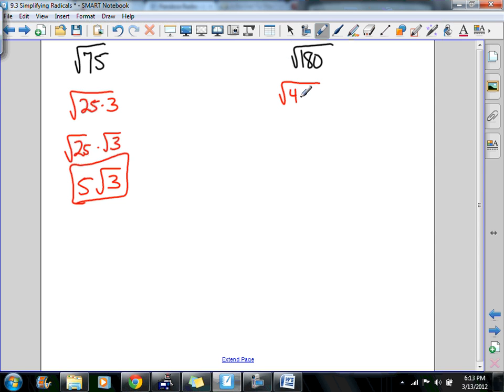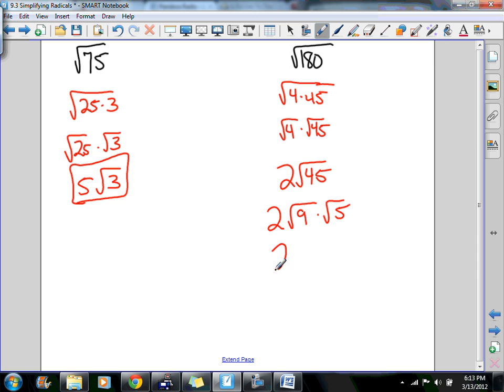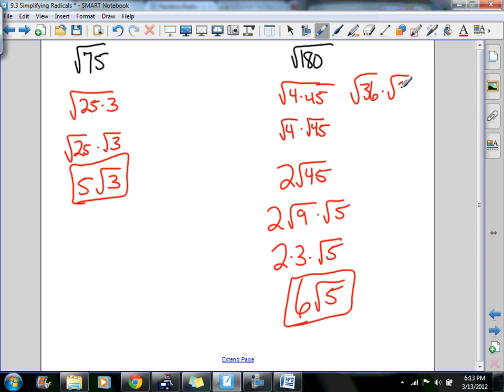I'm going to do this as the square root of 4 times the square root of 45, which gives me 2 square root of 45, which seems like the answer, except that 45 isn't done yet. This can also be split up, so I leave this as 2 square root of 9 times the square root of 5. This is 3, so it's 2 times 3 times the square root of 5. 2 times 3 is 6, square root of 5. You also, at this point, could have broken this up and done the square root of 36 times the square root of 5. That would have worked out just fine, too. Okay?